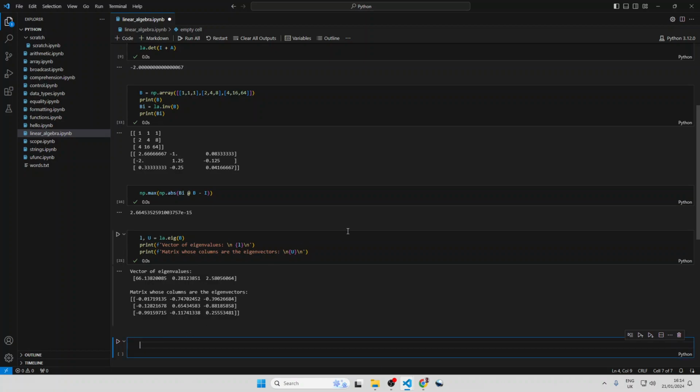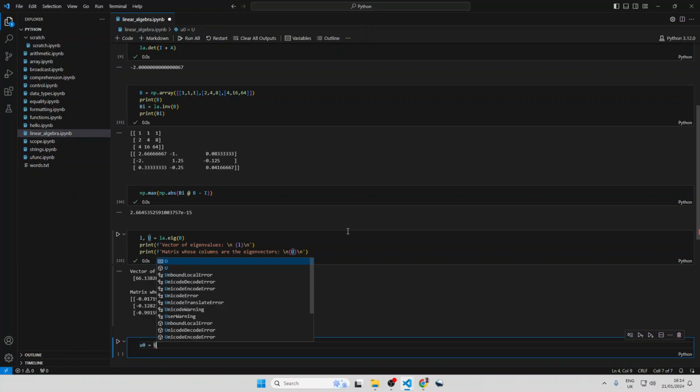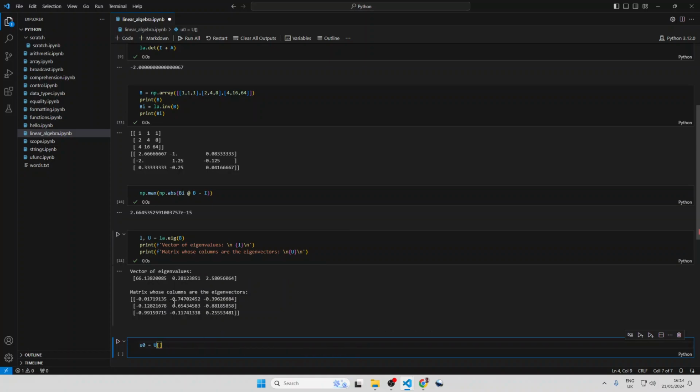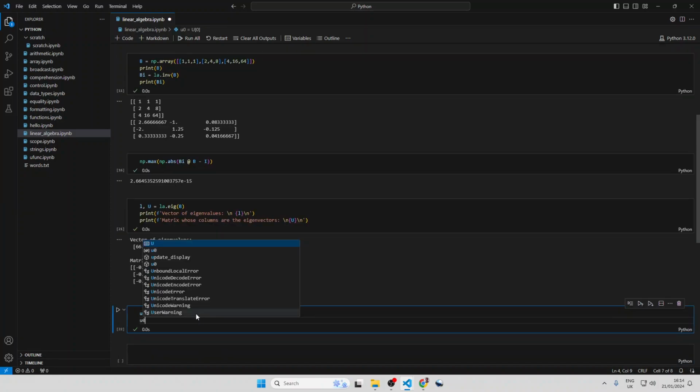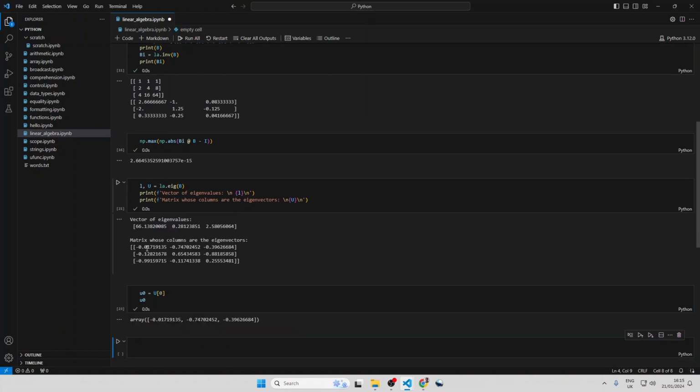Okay, so here's our vector of eigenvalues, and here's the matrix whose columns are the eigenvectors. So let's just check that these eigenvectors are correct. I want to pull out the first column here. Now if I do U0, that's the wrong thing. You see, that's going to give me the first row.